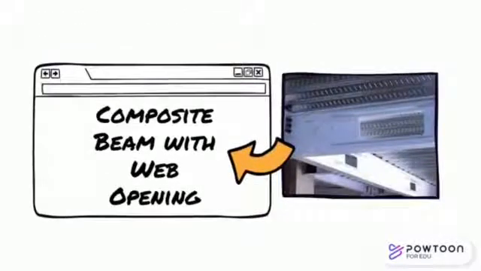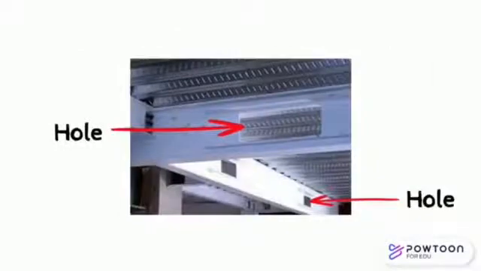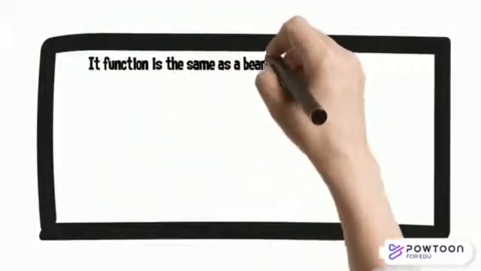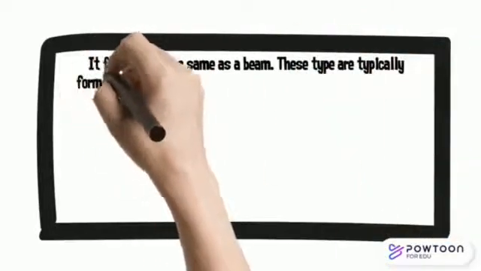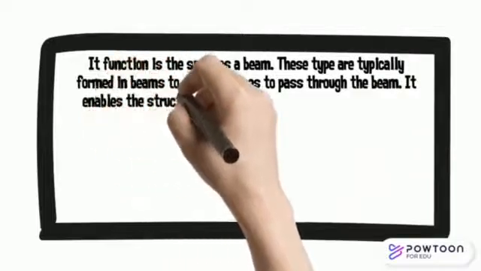As you can see in this photo, this is a composite beam with web openings. The appearance of this structure is the same as I explained on the previous slide, which is the parallel beam approach. What is different is that this composite beam has holes, and its function is the same as a beam. Web openings are typically formed in beams to allow services to pass through the beam.